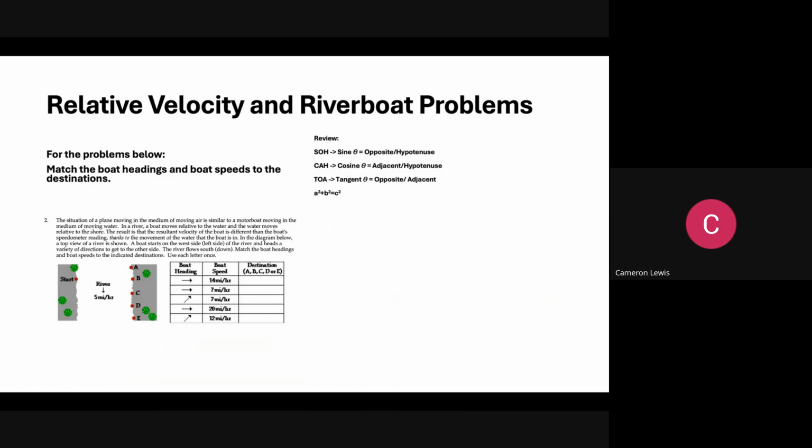So think about that with this riverboat. I'm over where it starts, and I want to get to one of these positions. But I have this river that's going at a current of 5 miles per hour. So for me to get to each one of these positions, I have to angle myself or go at a certain speed to make sure I can get where I want to go. So what we want to do is match each boat heading and boat speed to where we would think it would line up.